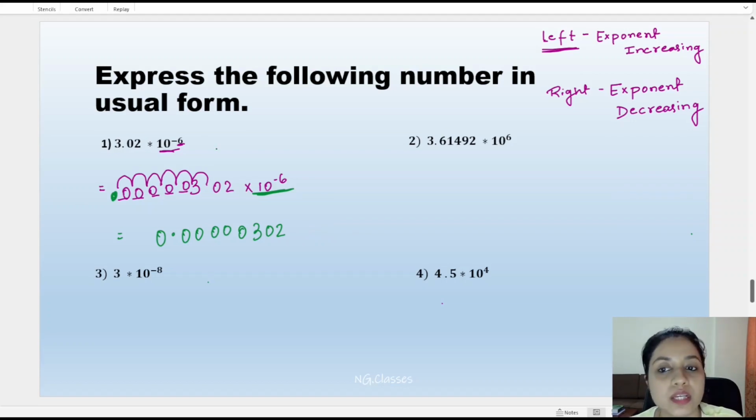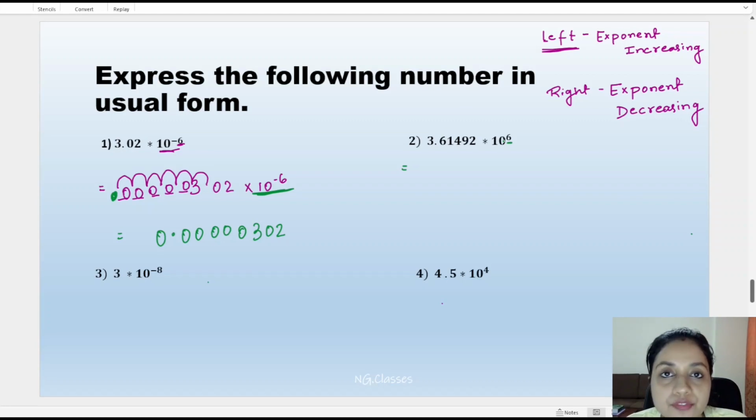Now let's do the next one. Here we have 3.61492 times 10 to the power 6, positive 6. All right, here again we will make the exponent 10 to the power 0. From 6 we have to come to 0. So from 6 we go to 5, then 4, then 3, then 2, then 1 and then 0. That means we have to decrease the exponent.